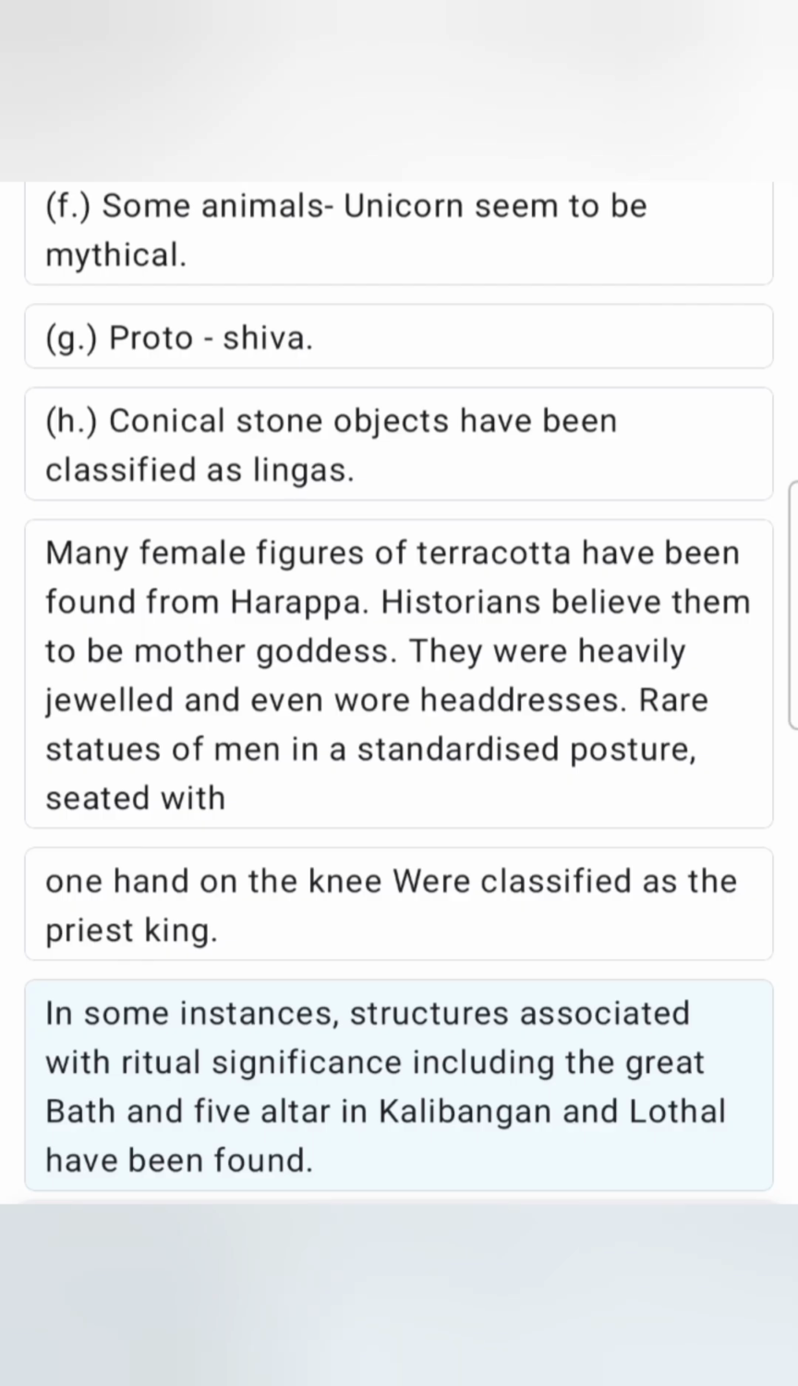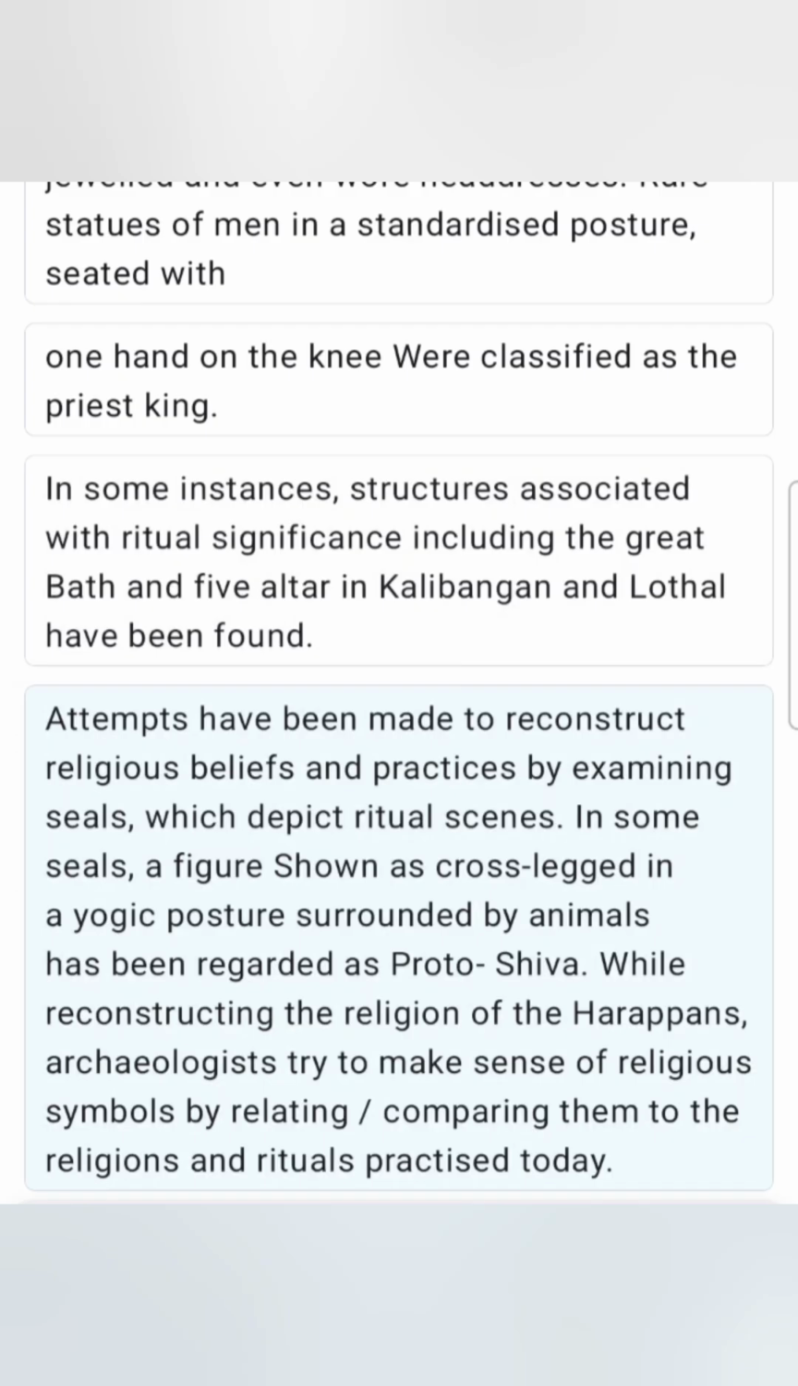Attempts have been made to reconstruct religious beliefs and practices by examining seals, which depict ritual scenes. In some seals, a figure shown cross-legged in a yogic posture surrounded by animals has been regarded as Proto-Shiva. While reconstructing the religion of the Harappans, archaeologists try to make sense of religious symbols by comparing them to the religions and rituals practiced today.